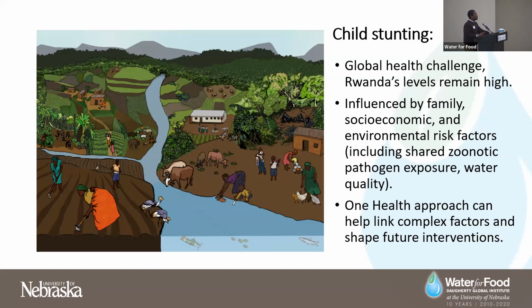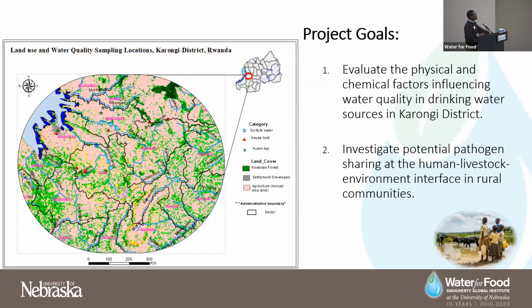This is a multifactorial problem influenced by family, socioeconomic, and environmental risk factors, including zoonotic pathogenic exposure and water quality. A One Health approach can help to link and understand these complex factors and help in shaping future interventions. This picture demonstrates how humans, animals, and the environment are closely interlinked and how their connections can easily promote pathogen sharing, leading to public health issues.